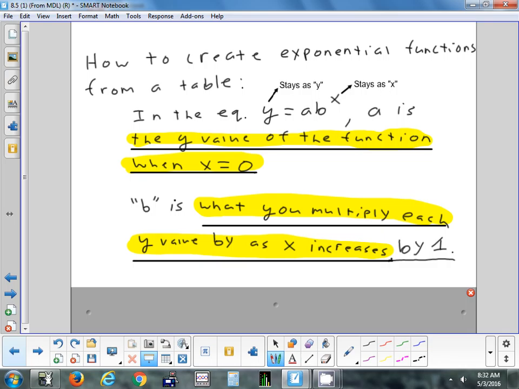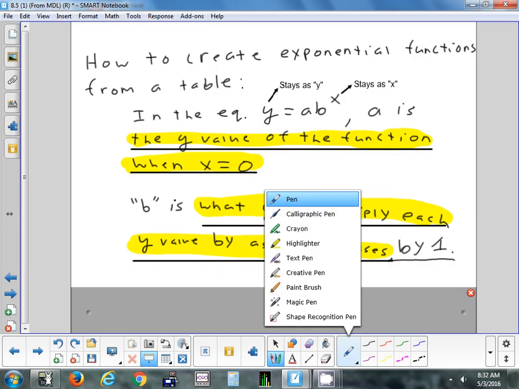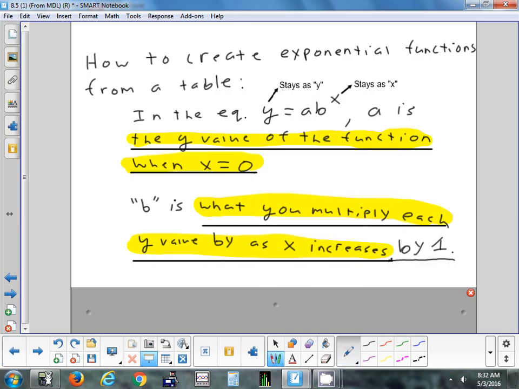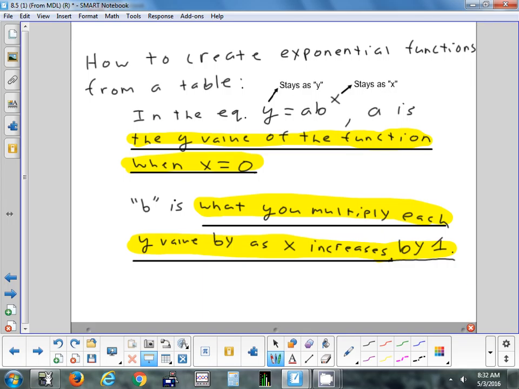Where it says a is, you're going to write the y value of the function when x equals 0. Then it says b is what you multiply each y value by as x increases by 1. As I'm walking around, I know most of you might have it, but a couple people I've looked at so far don't have that. So you want to get that written down. Then I'm going to explain what else you need to write. Yes. Good.